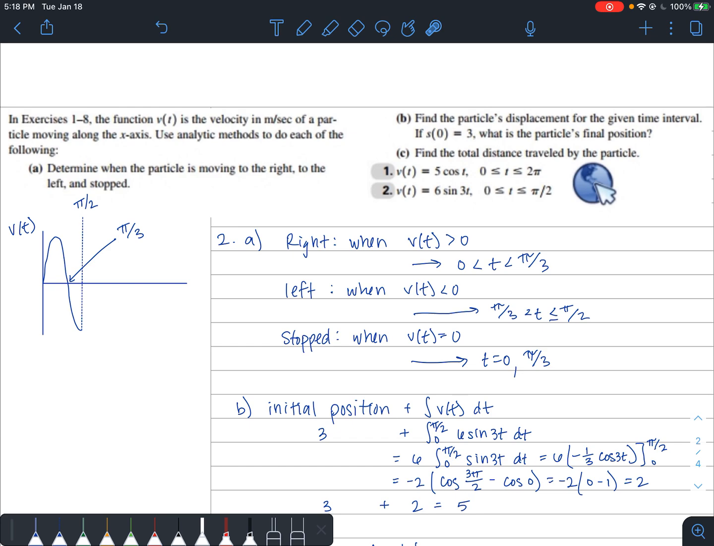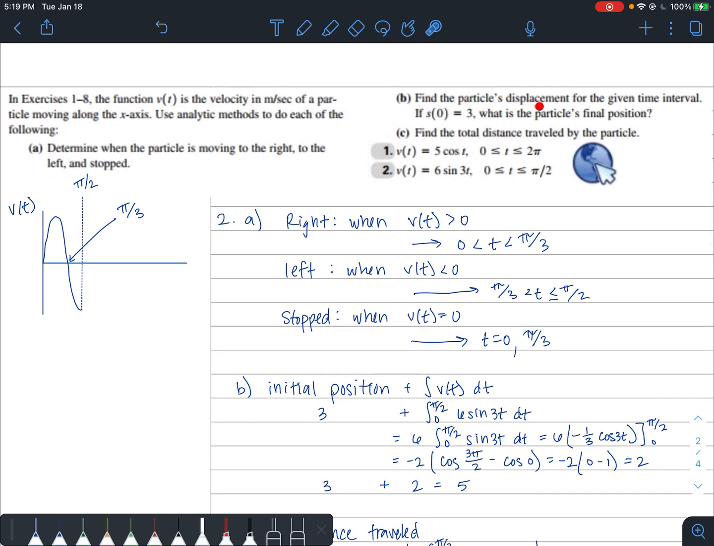And it's moving left when the velocity is negative, less than 0. So t has to be greater than pi thirds and less than or equal to pi halves, because we're still negative down here. And again, when will it be stopped? Well, at the beginning, t equals 0, and at pi thirds, when it goes from moving right to left.